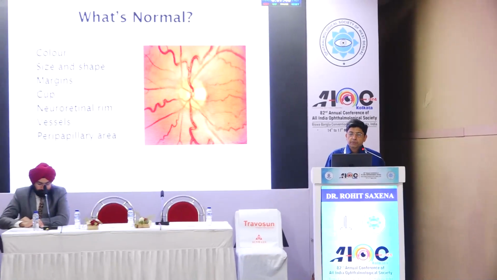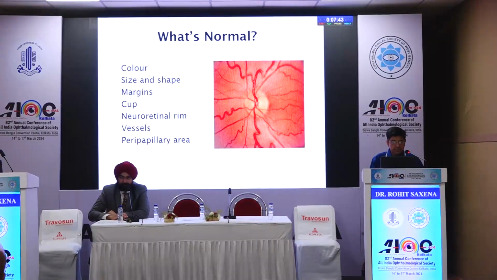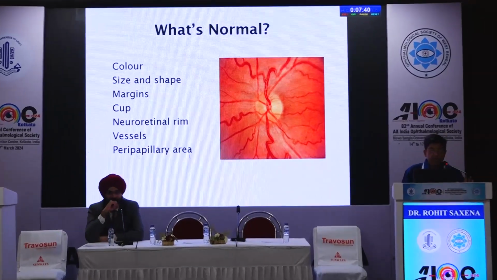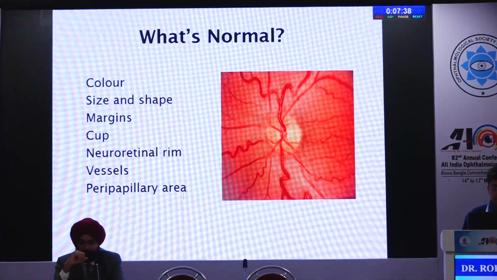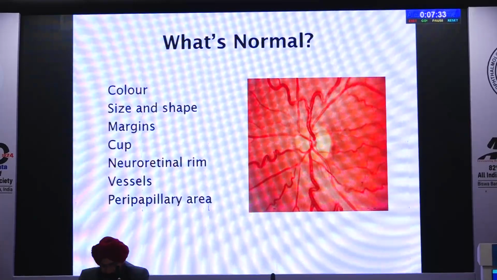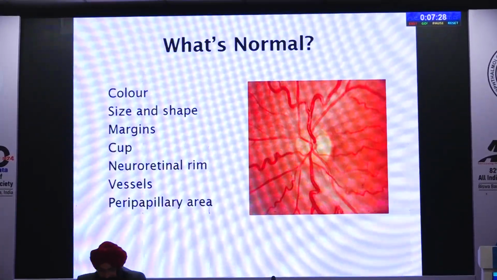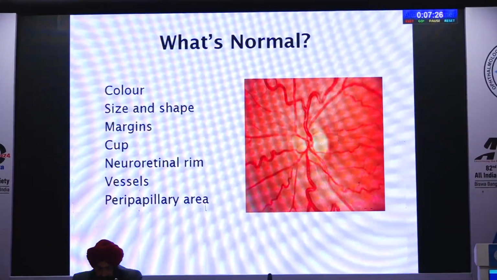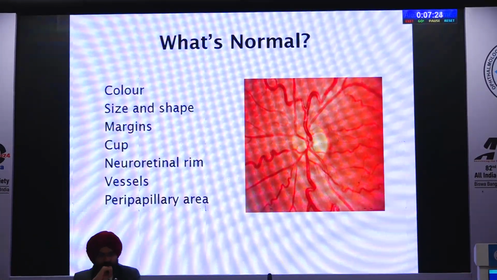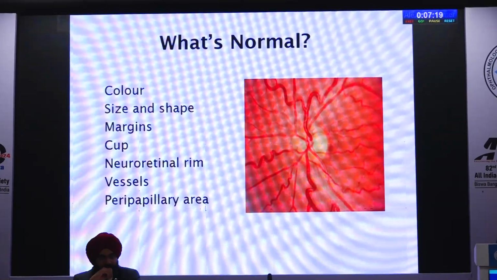First, whenever you want to see the disc, it's most important, and we were taught in residency, see a few thousand fundi, and then you'll actually start understanding how to differentiate anatomy from physiology, normal anatomy from pathology. These are the key things to look for whenever you're looking at the disc: the color, the size, shape, the margins, the cup, the rim, particularly the color and shape of the rim, and the vessels as they emerge, how they appear as they come out of the disc and onto the retina and the peripapillary area.